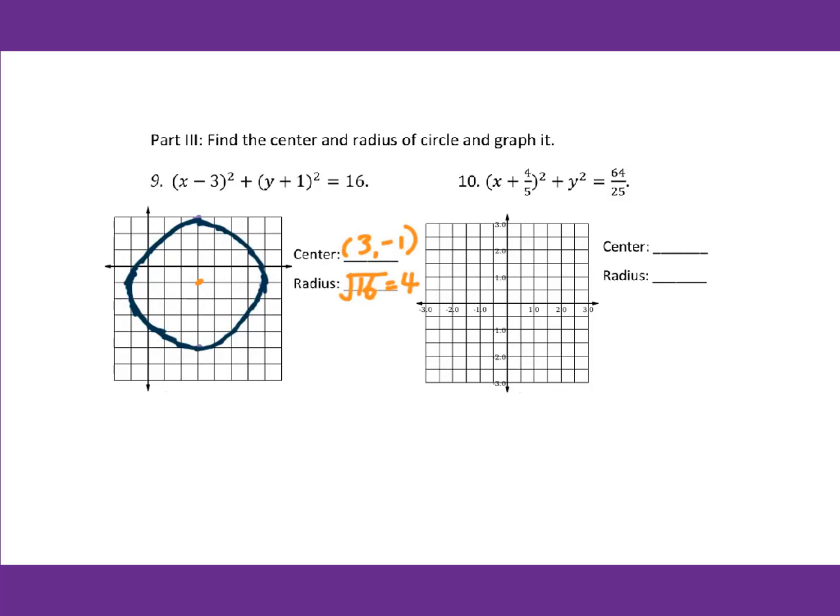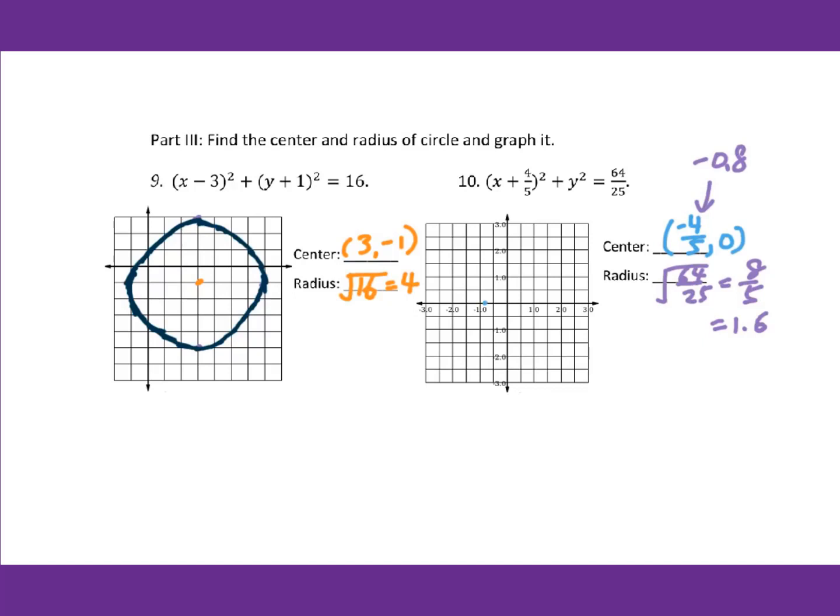Yeah, that's the circle. For number 10, the center will be (negative 4 over 5, 0). This will be negative 0.8. Radius will be square root of 64 over 25 equals 8 over 5. That's 1.6. You will get the center, that's (negative 0.8, 0).